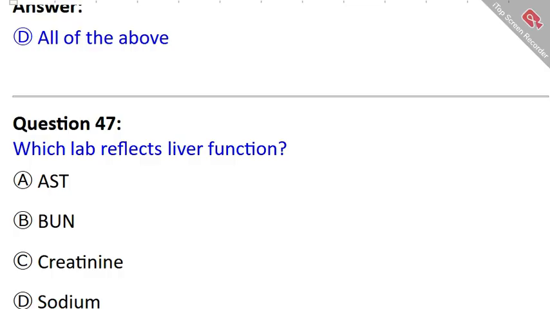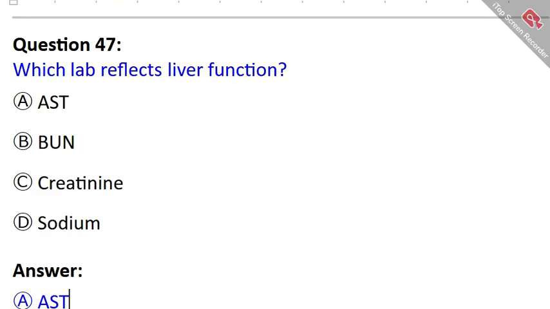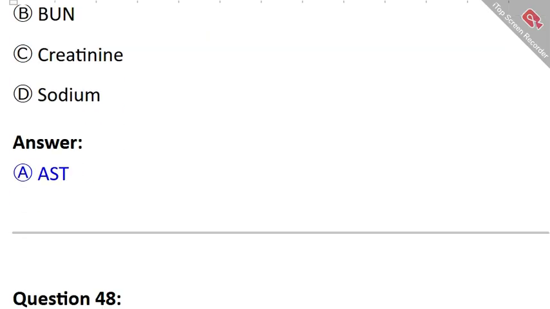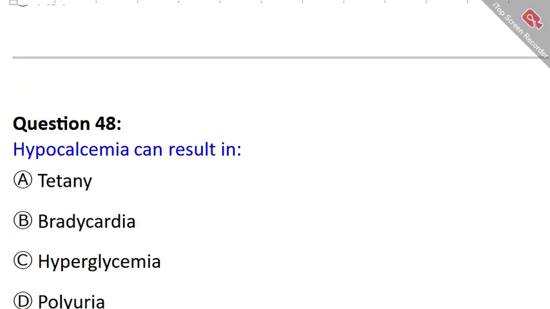Which lab value reflects liver function? Read the four options. Pause the video for 3 to 5 seconds. In this scenario, the correct option is option A, AST. AST is the lab value which reflects liver function. Let's move to question number 48. Hypocalcemia can result in.